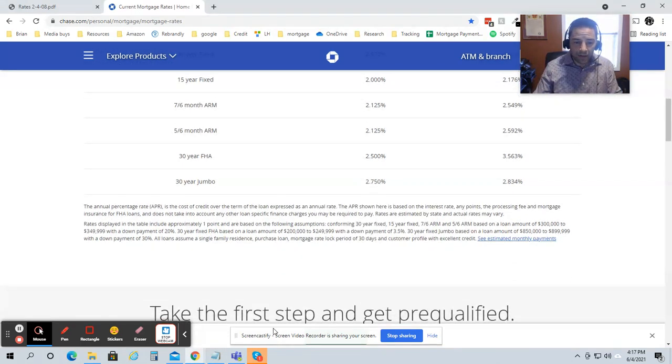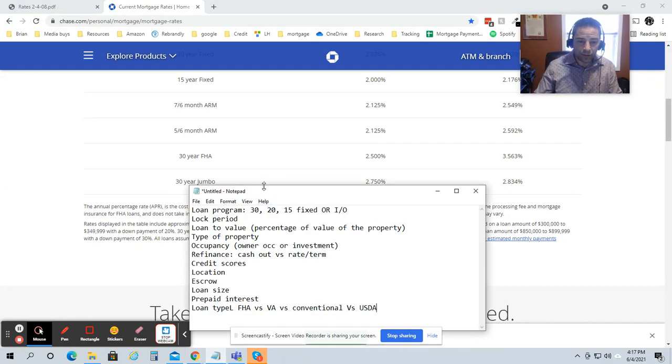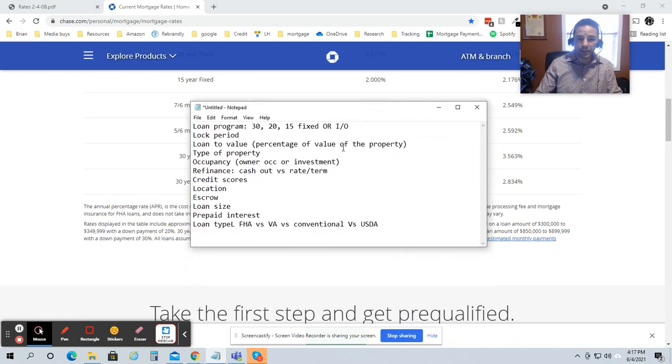Okay, so now you have an idea of how lenders determine your interest rate. They look at all these criteria, they make the adjustments, and that's how they come up with your interest rate. So these are the things that you can potentially have within your control to manipulate in order to reduce your interest rate as much as possible.